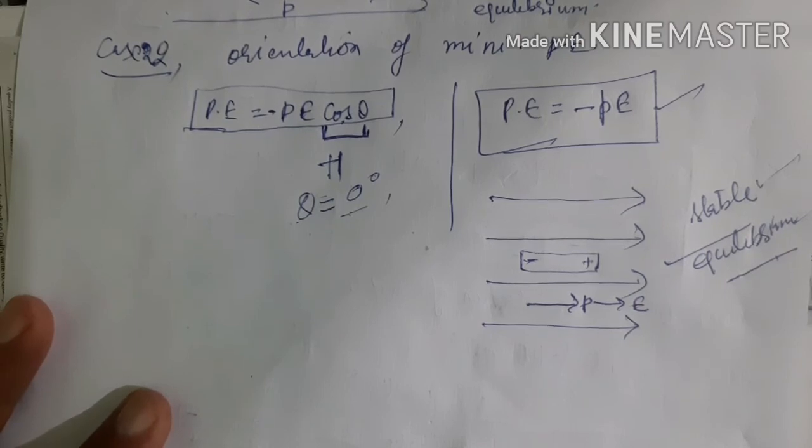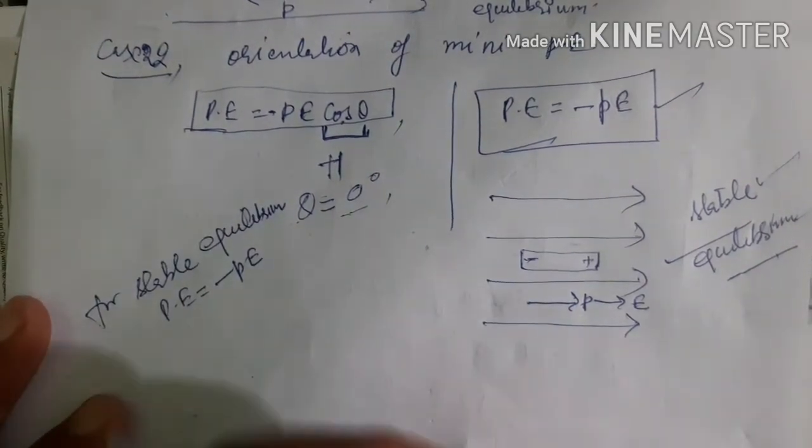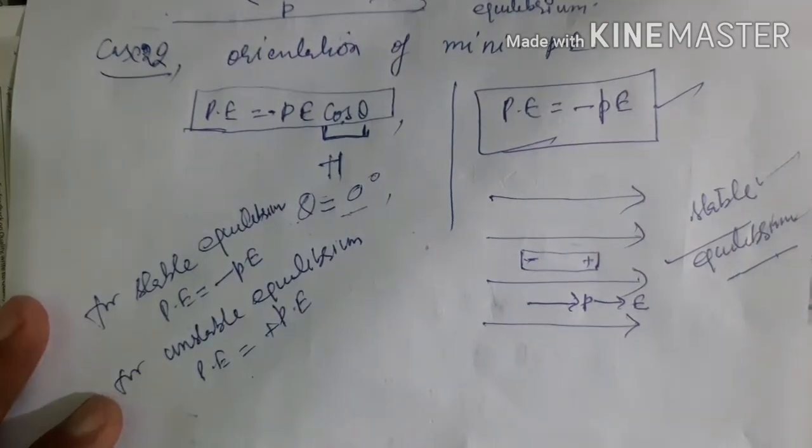The question may ask, for stable equilibrium, what is the potential energy? For stable equilibrium, potential energy is minus PE, and for unstable equilibrium, potential energy is maximum, that is positive PE.